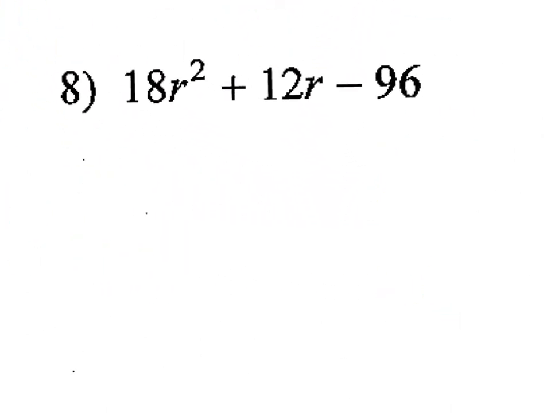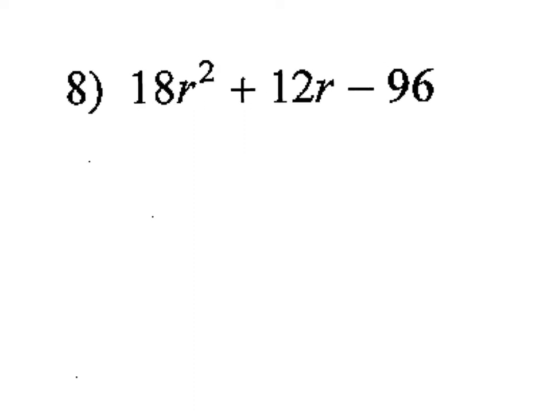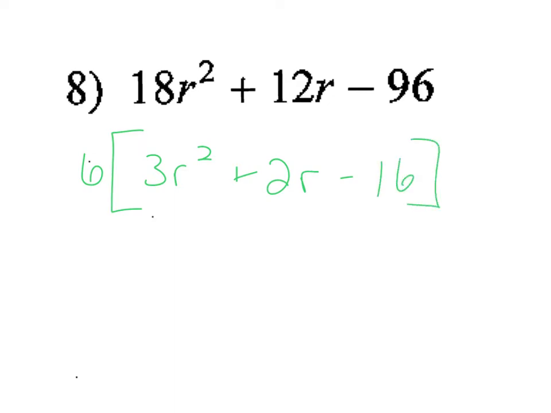Okay, this guy also has a GCF. So you had to figure out first off that you need to pull out a 6 first. Okay, so I'm going to get 3r squared plus 2r, and then divide that by 6 and get 16. Okay, now my signs here are positive, negative. So different signs means I'm going to subtract to get to the 2 in the middle there.